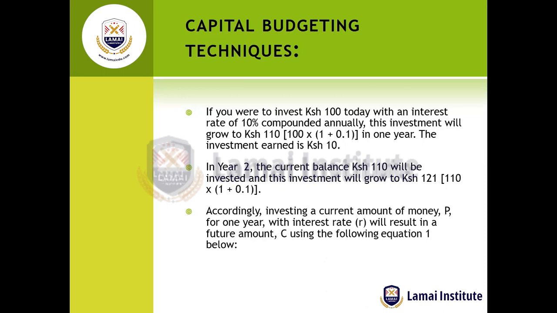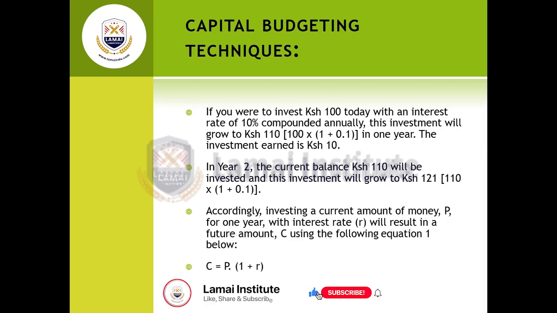And so accordingly, investing a current amount of money. So using those two examples I've given now, we can come up with a formula, and this is what I'm arriving at now: that investing a current amount of money P for 1 year with the interest rate R will result in a future amount C. And so using the following equation, we can make the following statement, that C therefore equals P multiplied by 1 plus R raised to the year in which we are calculating that particular discounted value.